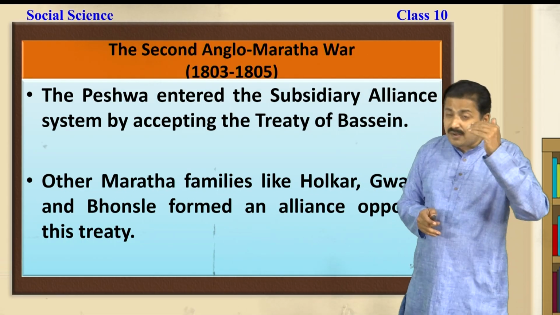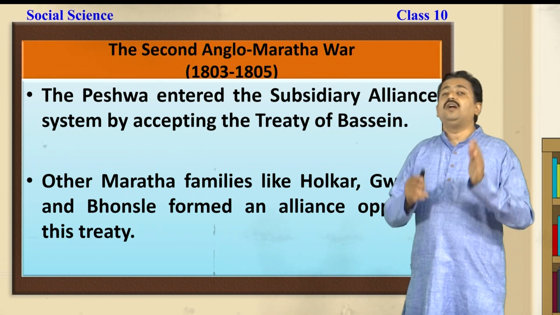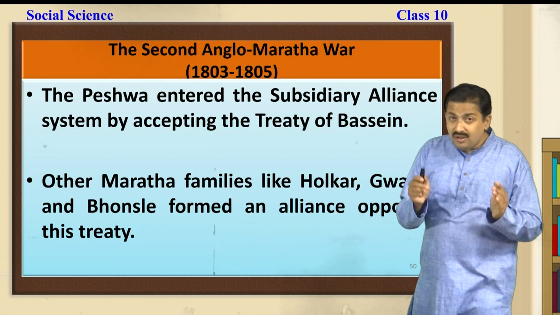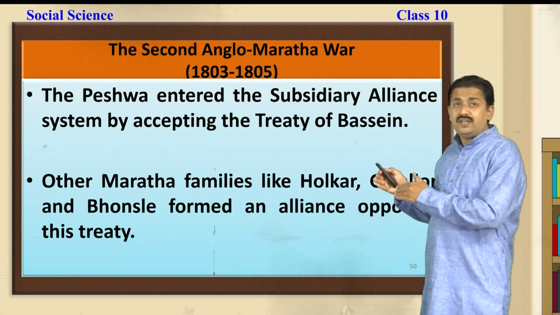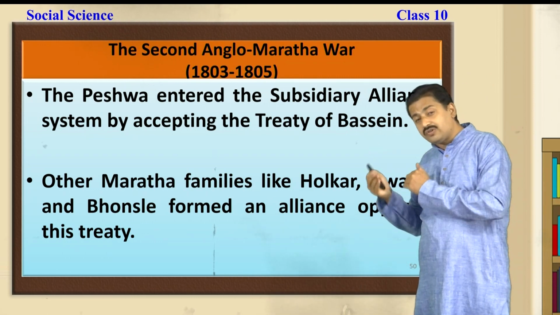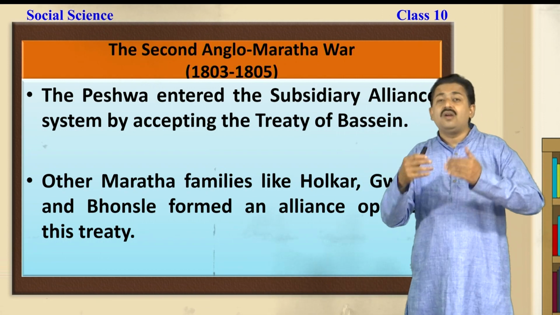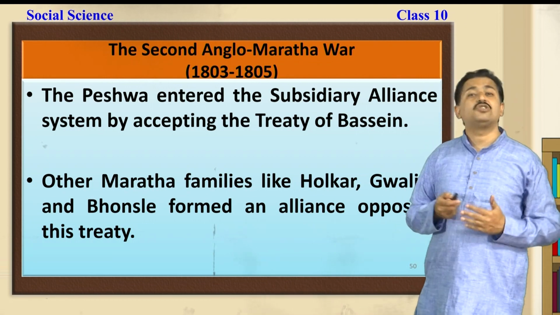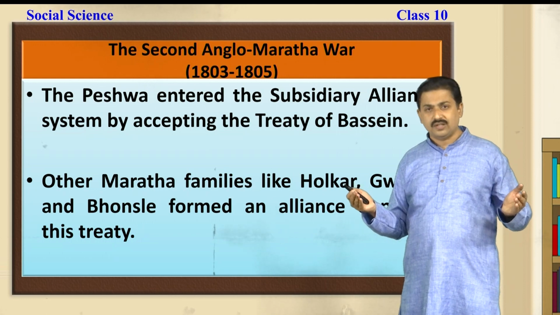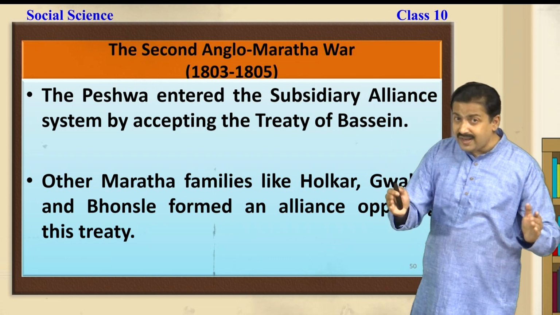Peshwa entered subsidiary alliance through the Treaty of Bassein, which was not tolerated by the subordinates, particularly Holkar, Gwalior, Bhonsle. All these did not like Bajirao II's acceptance of subsidiary alliance. So, they all formed an alliance and declared war against Peshwa Bajirao. Declaring war against Peshwa means declaring war against the British.